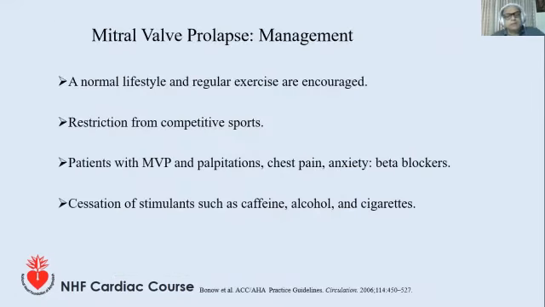Regarding mitral valve prolapse management, a normal lifestyle and regular exercise are encouraged. Competitive sports are restricted. For patients with mitral valve prolapse with palpitation, chest pain, and anxiety, a beta blocker is the best option. Stimulants such as caffeine, alcohol, and cigarettes should be avoided.